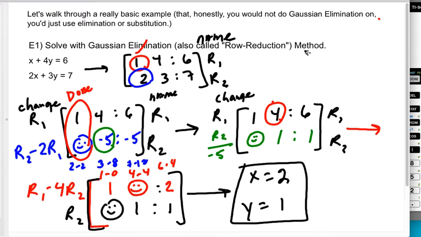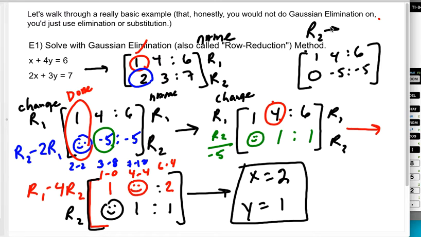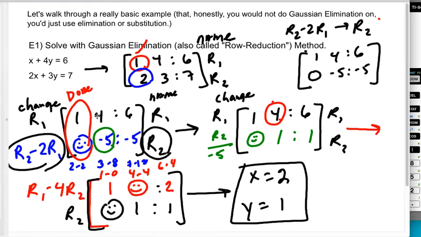The other way you might see this first step, 1, 4, 6, 0, negative 5, negative 5, is where they say take row 2 minus 2 row 1 and make that the new R2, which is what we did, right? So that's basically saying take this, make it this.